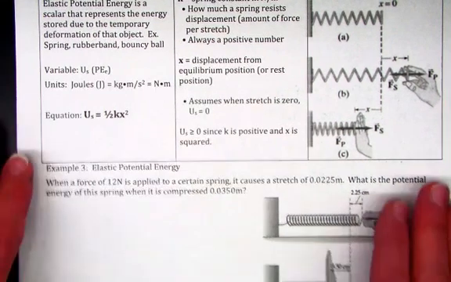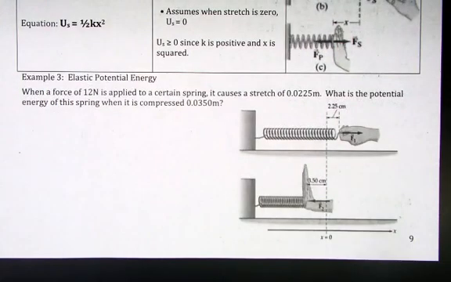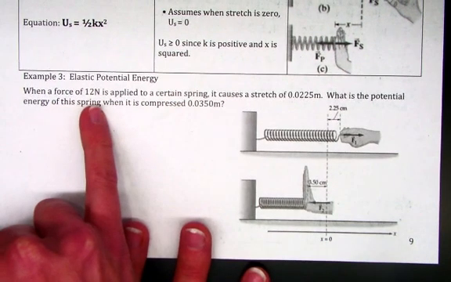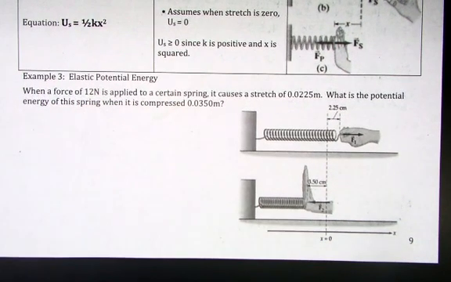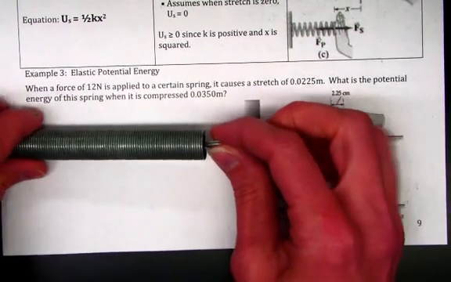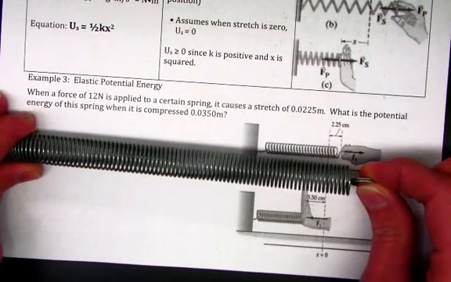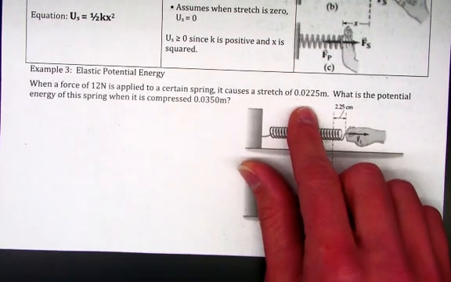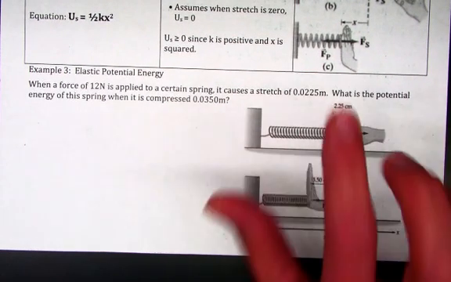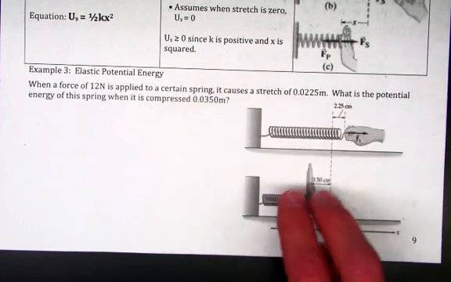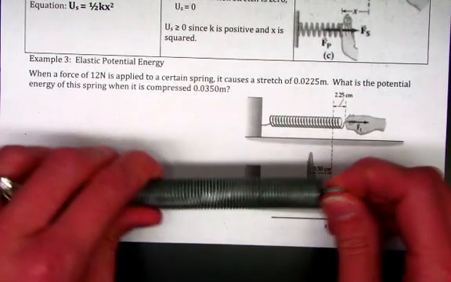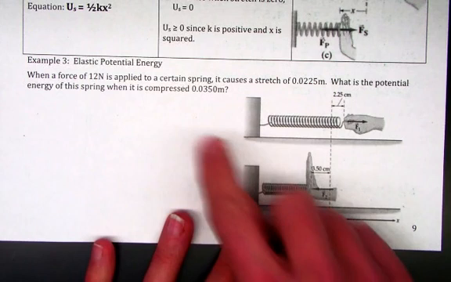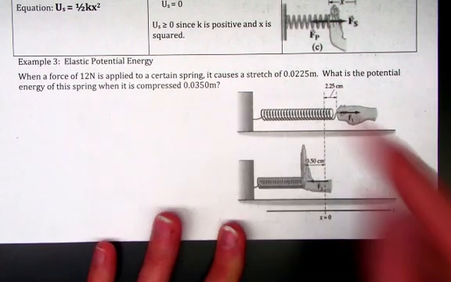So for our last example here, we're taking a look at a spring, and what's happening is a force of 12 newtons is being applied to stretch it. Okay, so you have this force, it's a pull force. It's being pulled and it stretches the spring, so 12 newtons, and it stretches it 0.0225 meters. Well, that's great. But what it wants to know is it has this spring again, right? And it's compressing it, so it's squeezing it together, and its displacement here is 0.0350.